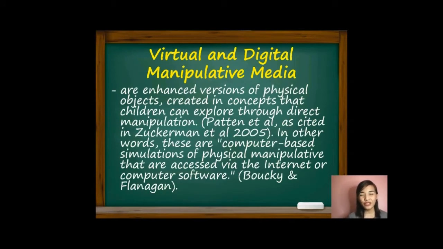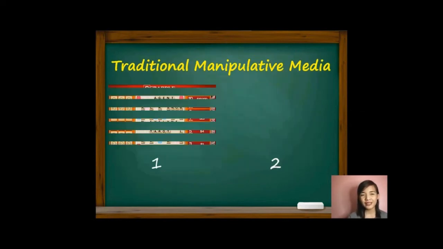When we say virtual and digital manipulative media, these are enhanced versions of physical objects created in concepts that our children can explore through direct manipulation. In other words, these are computer-based simulations of physical manipulatives that are accessed via the internet or computer software. So these are the software or applications that we can manipulate using internet or using gadgets.